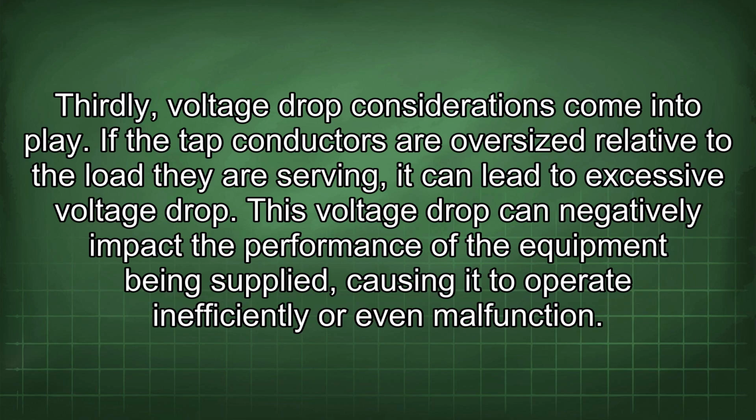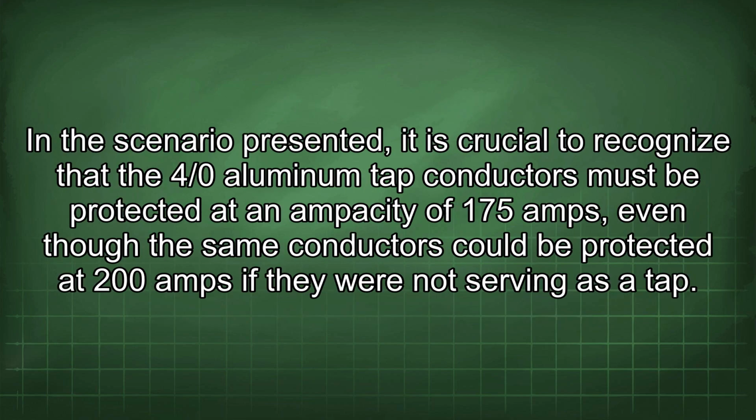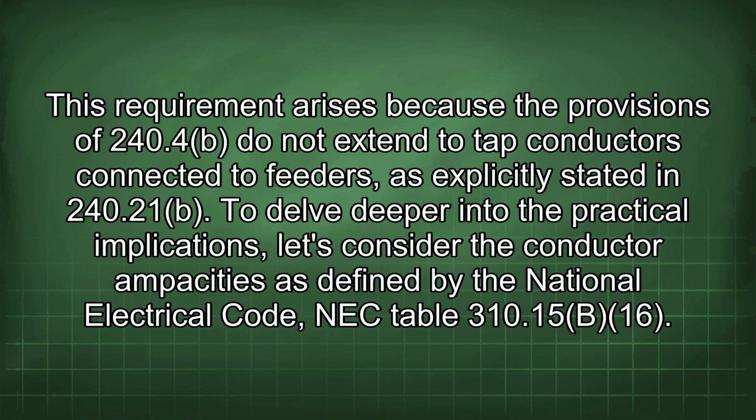If the tap conductors are oversized relative to the load they're serving, it can lead to excessive voltage drop. This voltage drop can negatively impact the performance of the equipment being supplied, causing it to operate inefficiently or even malfunction. In the scenario presented, it is crucial to recognize that the 4/0 aluminum tap conductors must be protected at an ampacity of 175 amps, even though the same conductors could be protected at 200 amps if they were not serving as a tap. This requirement arises because the provisions of 240.4 do not extend to tap conductors connected to feeders, as explicitly stated in 240.21.